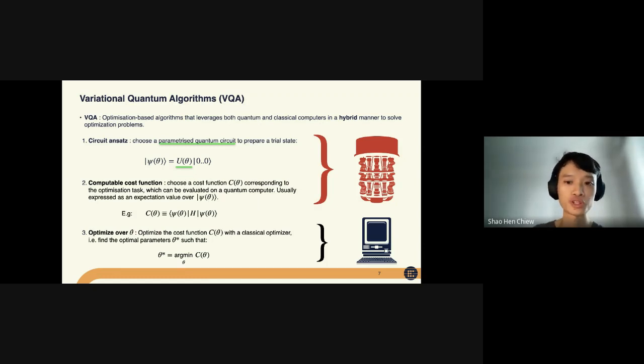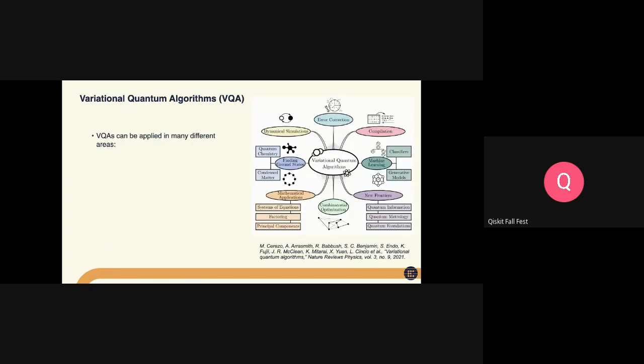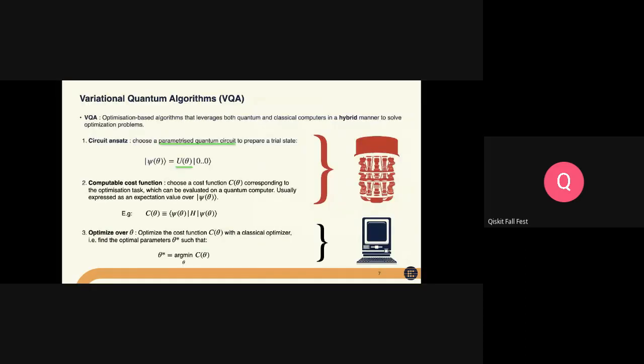If there are no other questions, I can continue on with the presentation. Yeah, we had two more questions. Sure. Could you please explain again how the classical optimizer works?